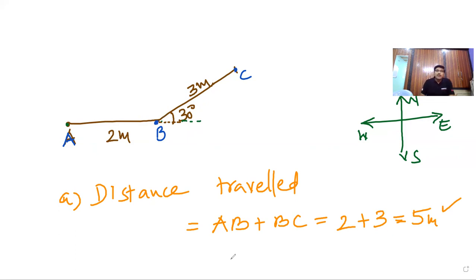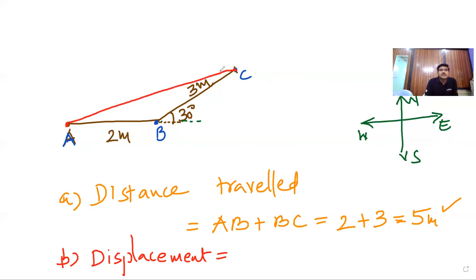Okay. Now we require displacement. What is displacement? Length of the straight line joining the initial point to the final point. If I join these initial and final points, AC bar is the displacement. Shortest distance between initial and final. Initial is A, final is C. So displacement is AC bar. It is a vector quantity. Clear?